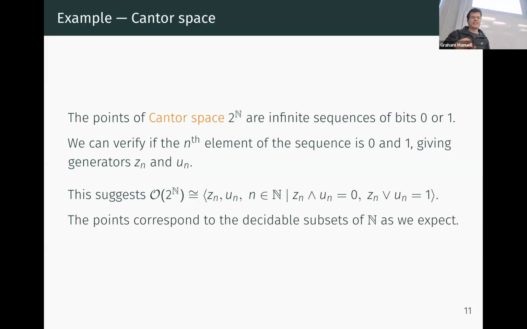So to see that, for a particular point, you can say, which are the n such that... if you think of the set of points that Un corresponds to, it's the set of points where the nth element is 1. And this is going to say that n is an element of that decidable set. Okay.